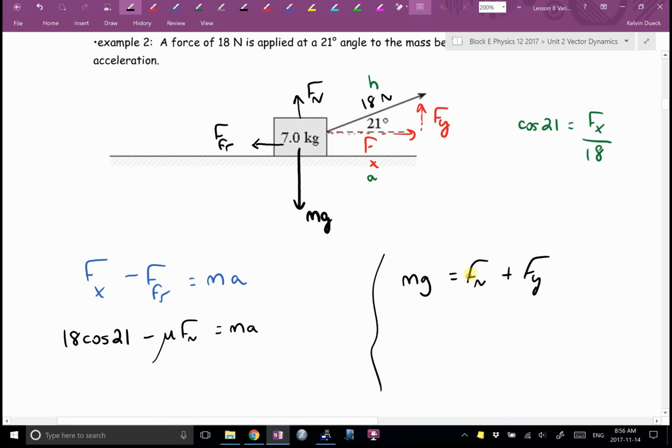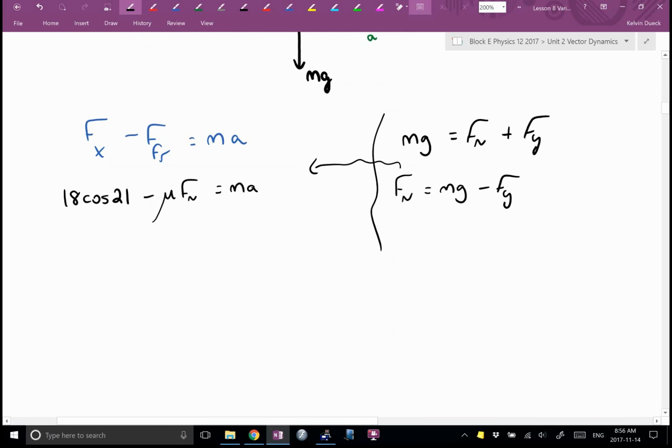Normal force and Fy, or Fy and normal force. So I think the normal force is going to be Mg minus Fy. We're going to be bold here, Justin. We're going to try and do this algebraically. I could crunch this and get an answer, but I'm actually going to take this and stick it into that equation there.